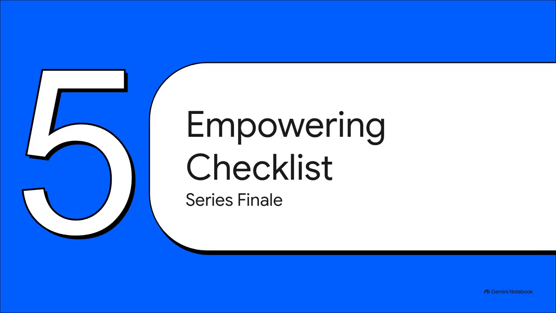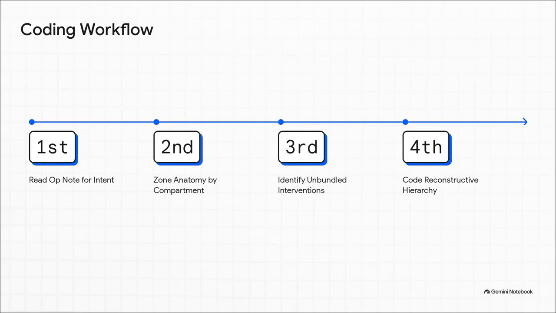Section 5. Series Finale, Empowering Checklist. To ensure absolute precision every single day, this blueprint has to translate into an actionable workflow. From the exact moment a chart opens, follow this exact progression. First, read the operative note for intent. Second, zone the anatomy by compartment. Third, identify distinct unbundled interventions. And fourth, code the reconstructive hierarchy. That right there is your everyday decision-making checklist.